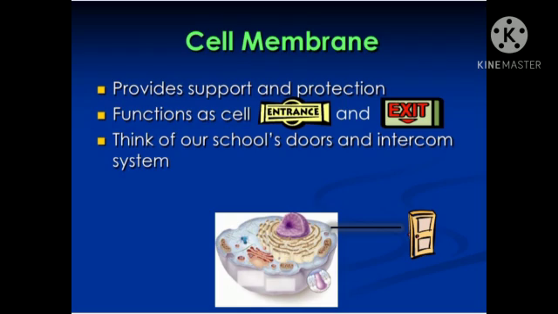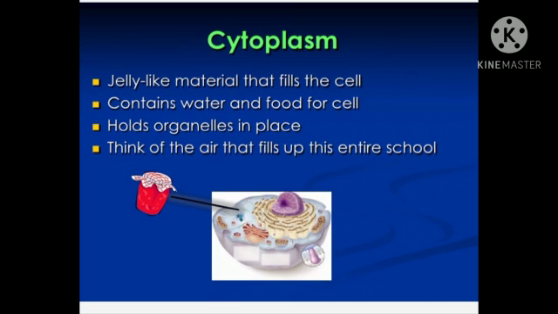The first cell organelle is the cell membrane, which provides support and protection. Function of the cell membrane: entrance and exit. I will give one example for all the organelles. Think of a school, doors and intercom system. It looks like a cell membrane for the cell.